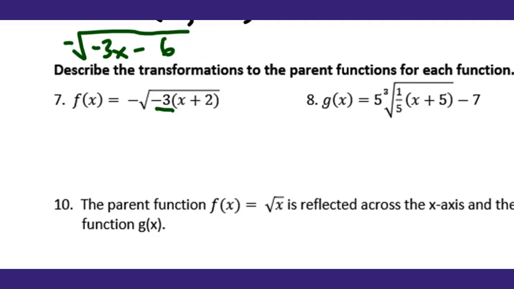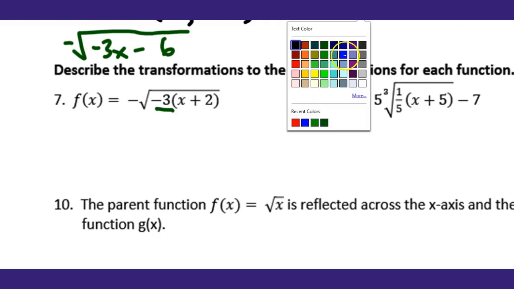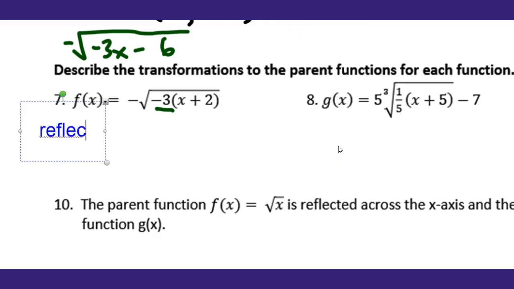So now we're going to write our transformations in. I just said type because I need to type so I can have some space, and it'll be a little neater. I don't know why my mouse isn't working, but here we go. The negative out front tells us it reflects over the x-axis.